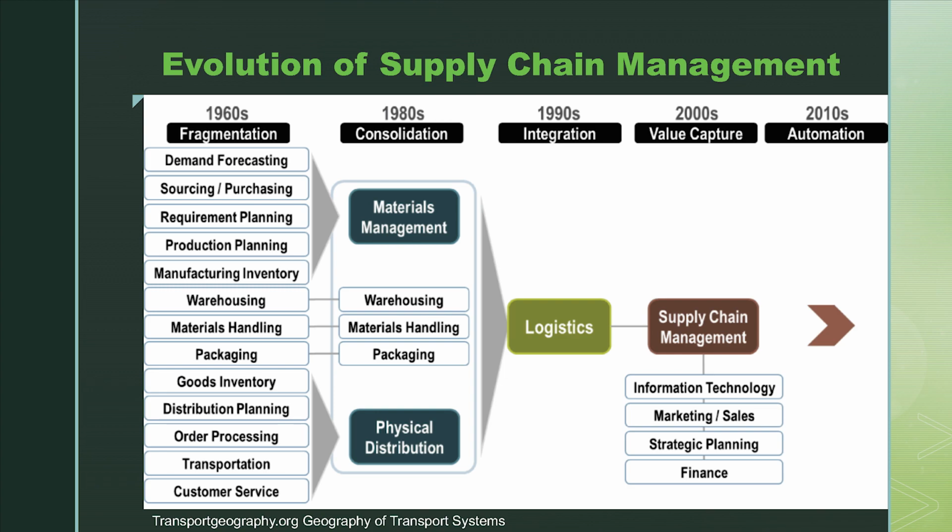By the value capture phase in the 2000s, we're now talking about supply chain management that involves information technology, marketing, strategic planning, and finance. Totally different functions than back in the 1960s, for example. And now we have moved into a new space of evolution, and that is automation. Automation is now the order of the day. Automation means somebody makes an order. My platform that I'm using, my merchant platform, is now going to source that item from several different sources, pick the cheapest and fastest, and send that on to my customer. It is now an automated process.